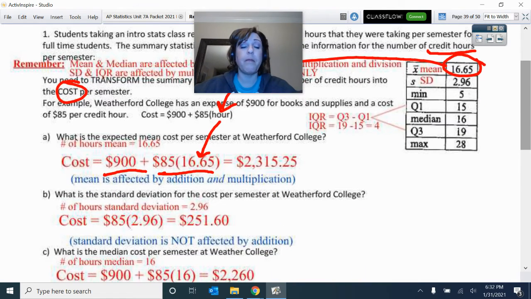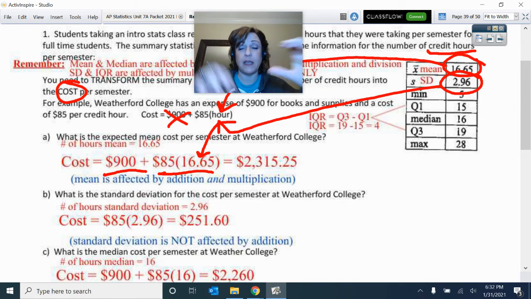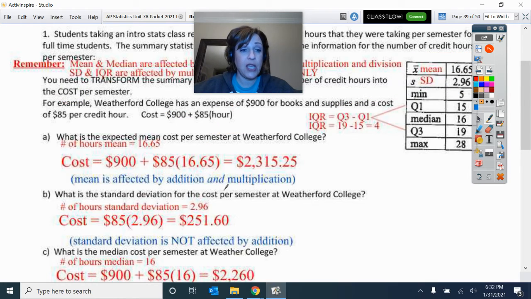All right. But look at this standard deviation. So here was this standard deviation of 2.96. It goes into this function, and it is not affected by the plus 900. Standard deviation is not affected. See, you added 900 and then multiplied. The multiplication affected it, but not the addition. So it was only $85 times 2.96. So that's the variability of the costs.